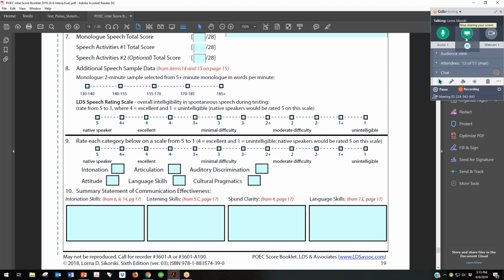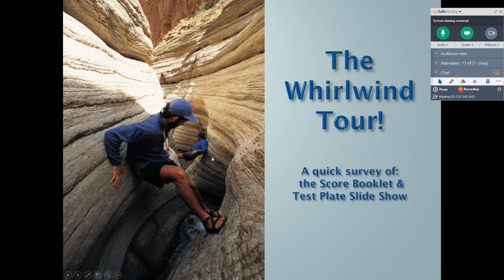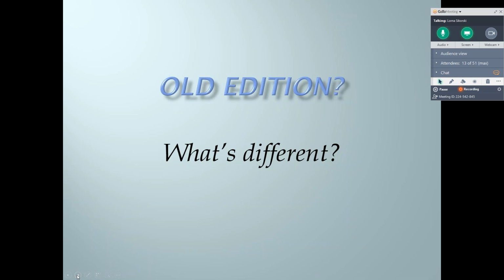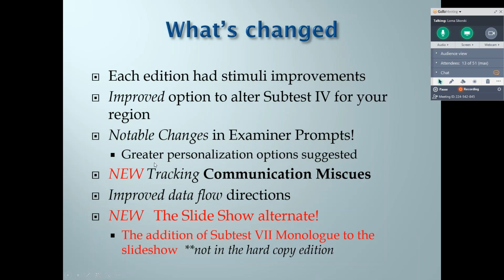So that really is kind of the cursory run through of the score booklet, showing everything that the possibilities are for you in that. But if we wanted to just put a point on it, well, what's different from older editions? Let's go through that. Each edition has had some stimuli improvements, words that I didn't like anymore, hadn't for a while. Xerox was one of them from an earlier edition that had been changed, but there are other ones too. But that has been cleaned up well, I think.